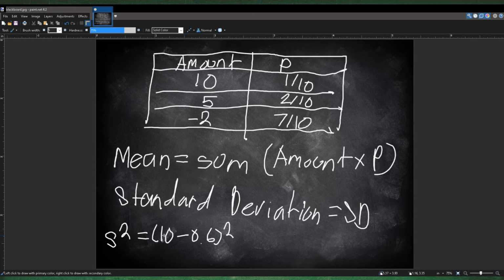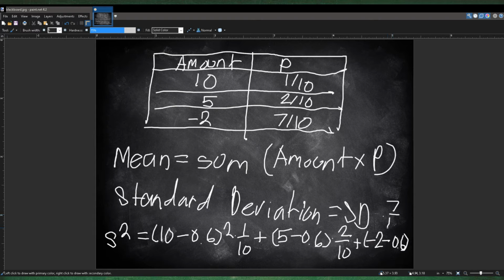So basically, standard deviation: 10 minus 0.6 squared, right? And then you multiply by the probability, which is 1/10. Then you add the next one, which is 5 minus the mean again, 0.6, squared, times the probability, which is 2/10, plus negative 2 minus the mean again, 0.6, squared, and then you multiply this one by 7/10. Then you add it all up together, and then you square root it. This thing, s squared, is equal to some number.